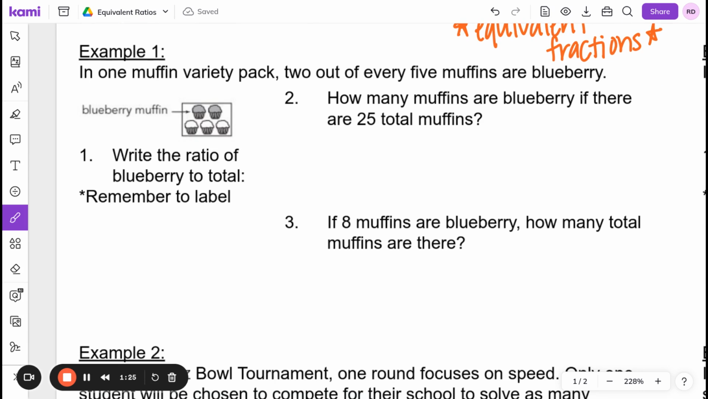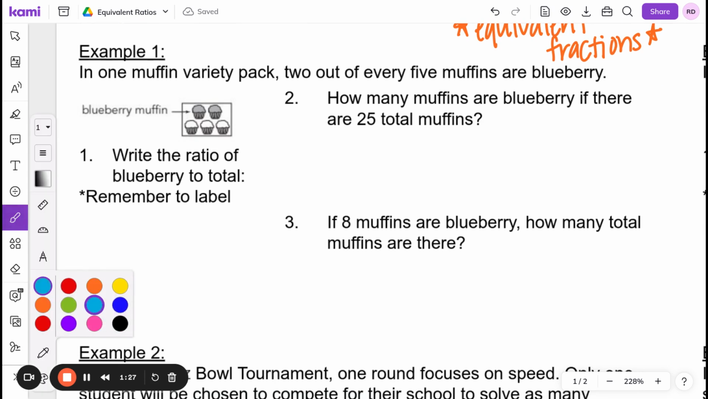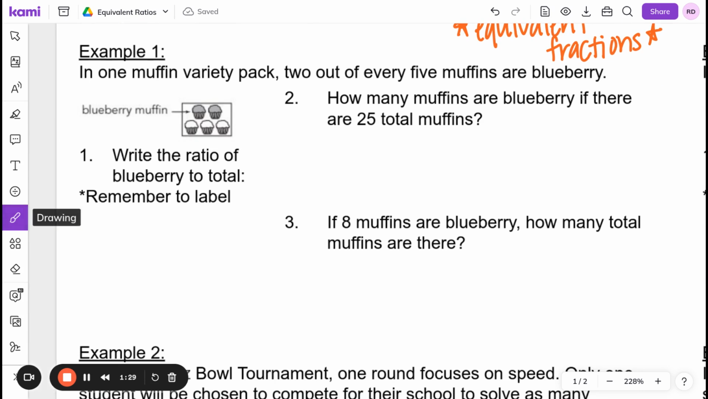So in example 1, we're talking about some muffins. So in one muffin variety pack, 2 out of every 5 muffins are blueberry. So question 1 says write the ratio of blueberry to total. And remember to use your labels. So when we learned to write ratios, we talked about how the order matters. The order needs to match the question, and then the labels will set us up for success in future problems.